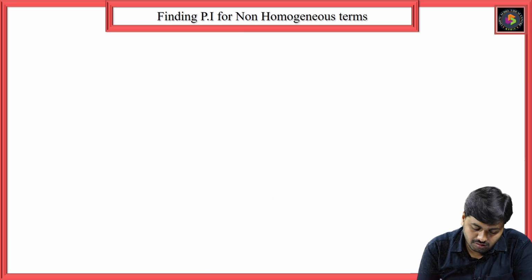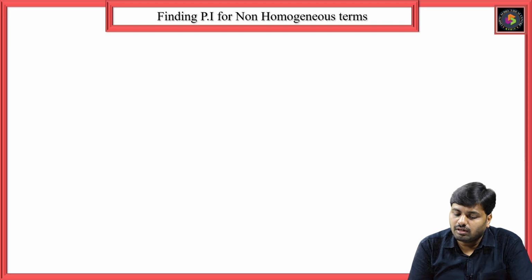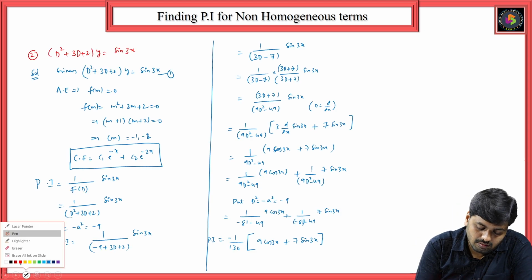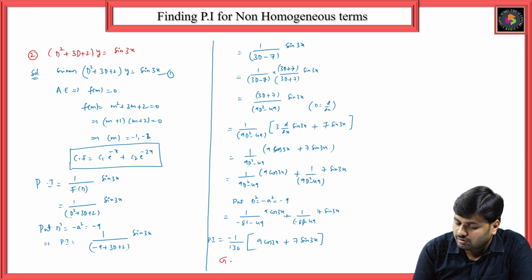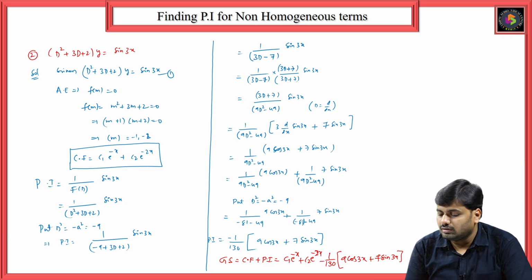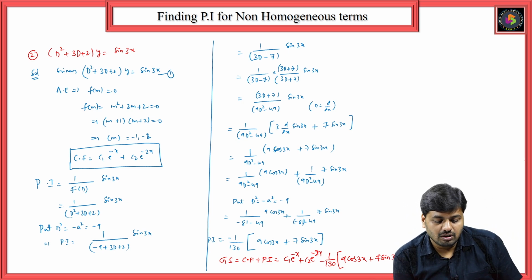Now we'll write the general solution. The general solution is again the combination of complementary function and particular integral. Therefore the general solution will be equal to CF plus PI. So that is equal to C1 e power minus x plus C2 e power minus 2x plus minus 1 by 130 times 9 cos 3x plus 7 sin 3x. This is the case when f of minus a square is not equal to 0.